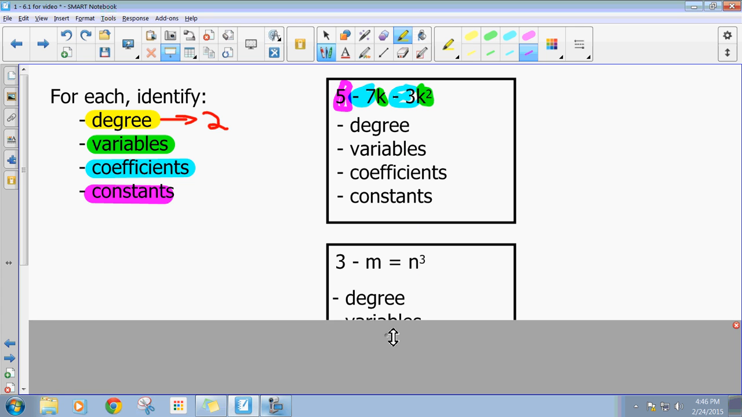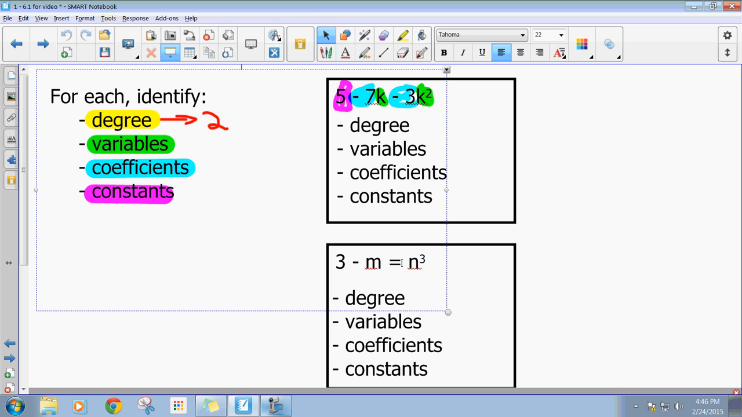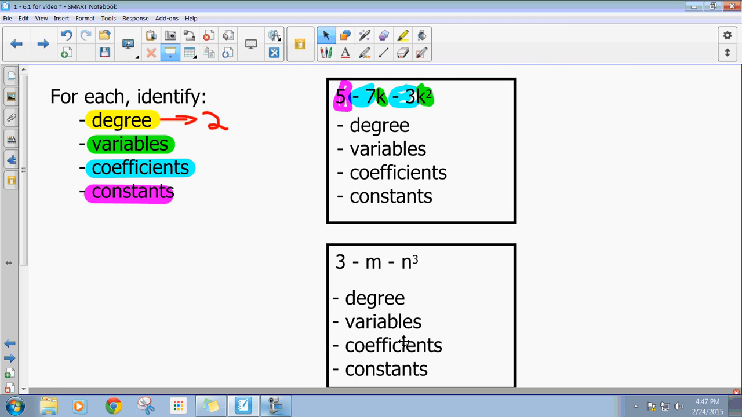Let's try another one. Let's go backwards. Okay. The first thing we're looking for is going to be our constants. The constant is the one that is constantly alone. So there we are, we have our 3.